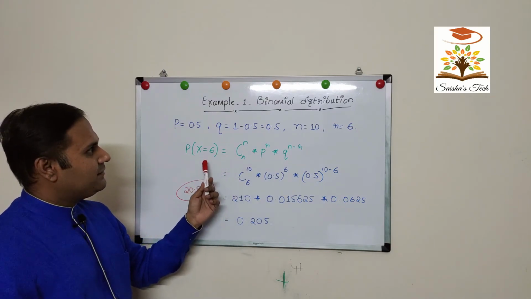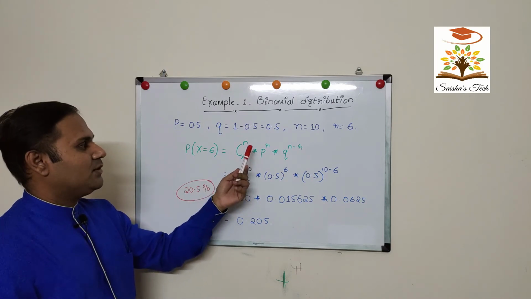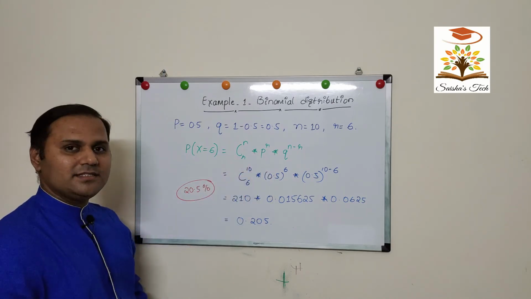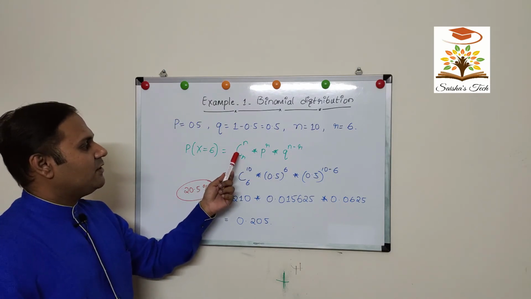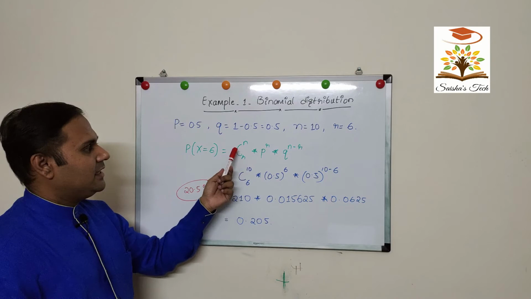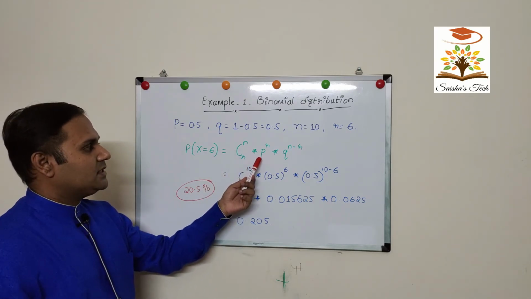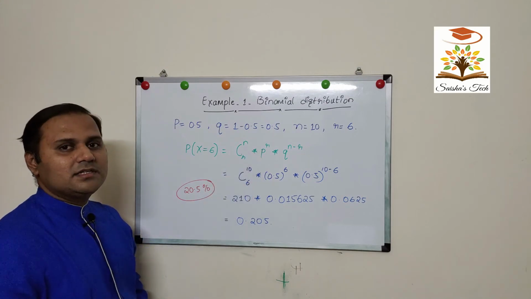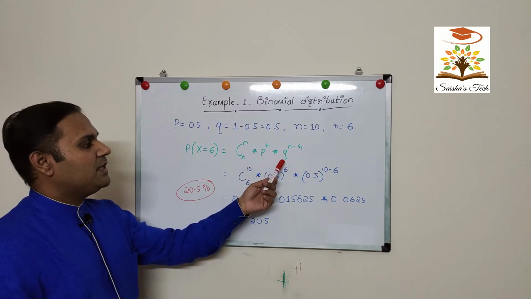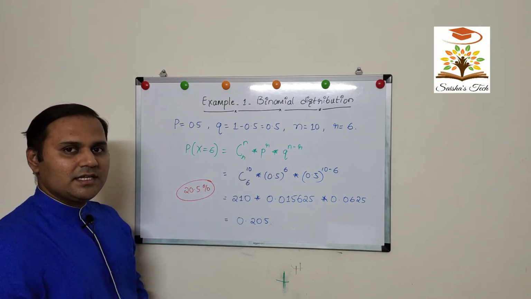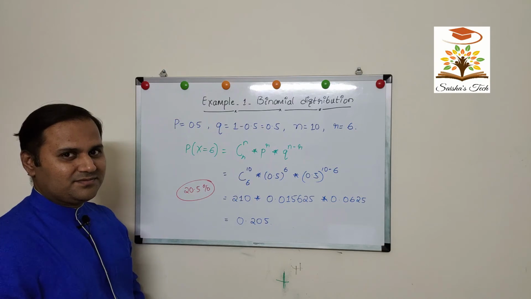The probability density function for a binomial distribution is nCr times p raised to r times q raised to n minus r. That is, combination of r trials in n attempts, times probability of success raised to the number of successes, times probability of failure raised to the number of failures.